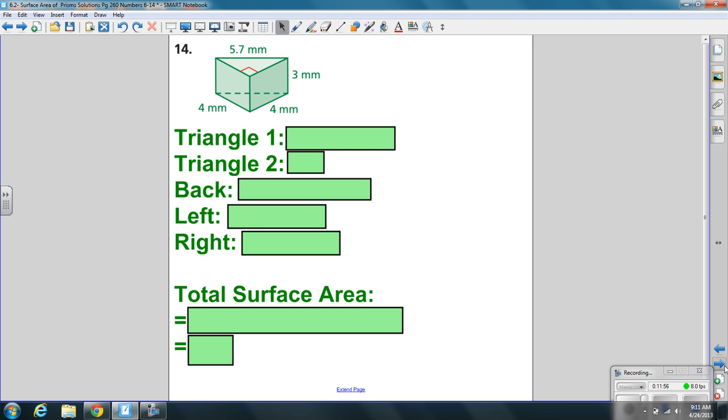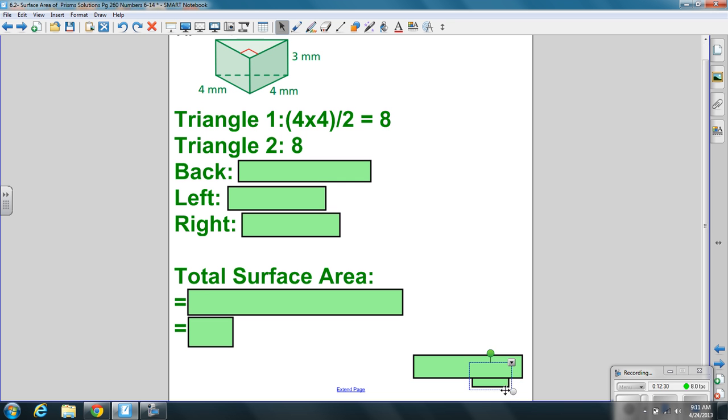And number 14, we have a triangular prism. Triangle number 1, if we look at the top here, it's a right triangle, and I know that because the symbol is in here. So don't let this 5.7 here confuse you. The base is 4, and the height is 4. So it's 4 by 4 divided by 2, which gives us 8. And so the second triangle, the piece on top, is also 8.